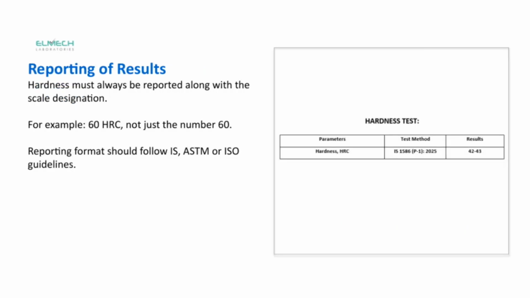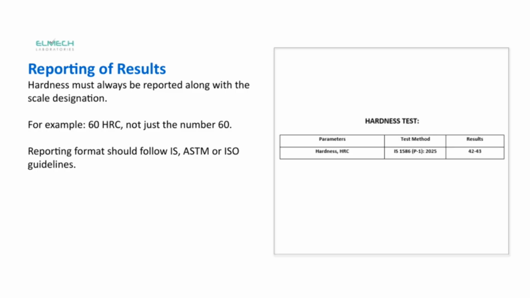When reporting hardness, it's essential to always include the scale designation along with the number. For example, instead of just saying 60, I should say 60 HRC. This clarity ensures everyone understands exactly which hardness scale has been used.